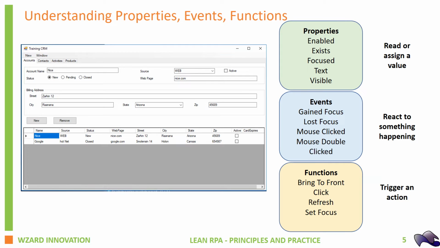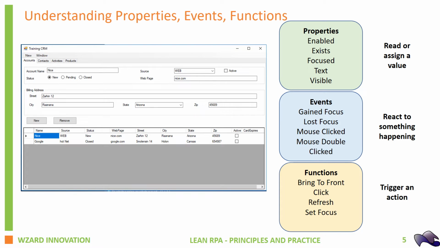Functions then are the other way around. This allows us to trigger an action and do something. So after an event has triggered, for example, or as a workflow that's running as part of your automation, you can call upon these functions to do certain things within the application. Some functions are common to almost all types of application, such as click, which allows you to simulate the click of a button.